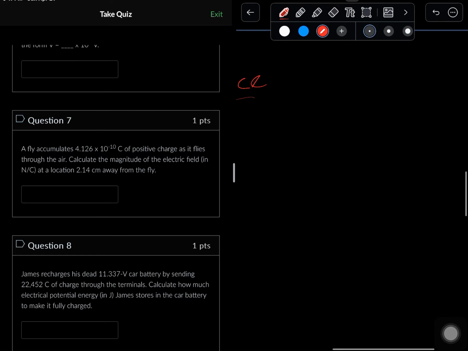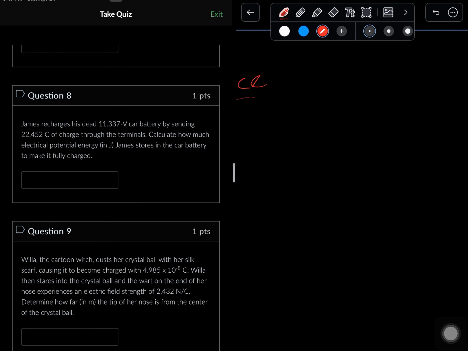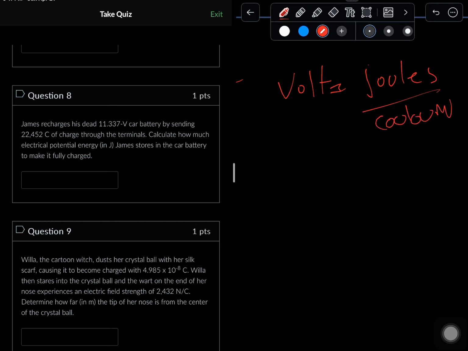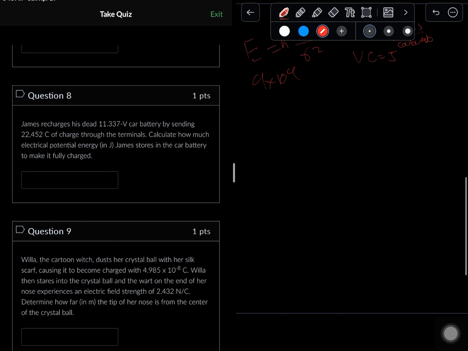Next question. Question 8. James recharges his battery, which is in volts, by sending a certain charge through it. How much potential energy? The definition of a volt is stated as joules per coulomb. So in order to find the amount of joules given volts and coulombs, volts times coulombs is equal to joules. So take the voltage value times the coulomb value, and you will have your answer.